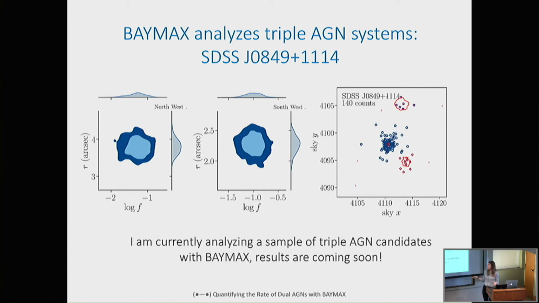So what I'm currently doing is analyzing a larger sample of triple AGN that I found throughout the literature that all have archival Chandra data, and I'm trying to find more triple AGN systems. So look out for that.